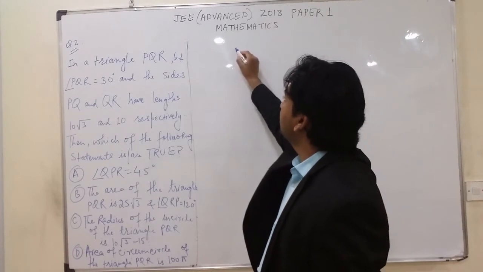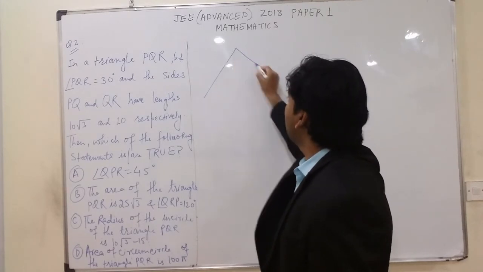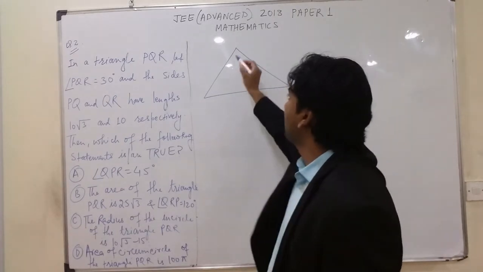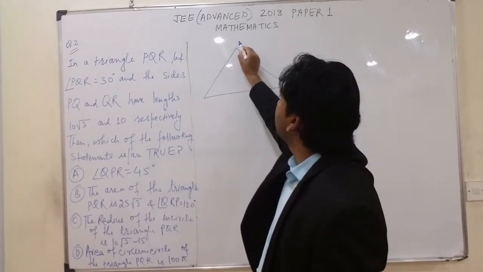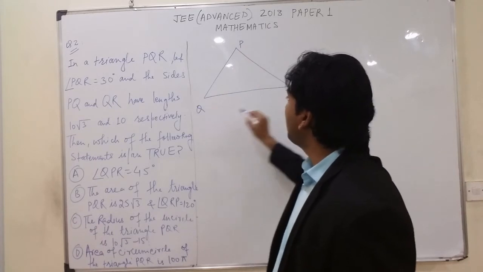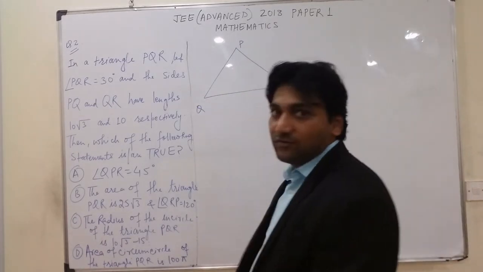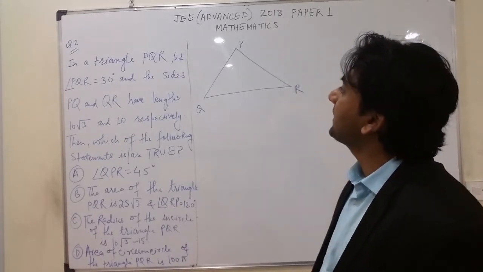So there is a triangle like this. We don't know which kind of triangle this is. Is it isosceles or equilateral or what, we don't know. Or a right angle triangle, we don't know. So whatever information we have, we will use it to get the rest of the things for this question.